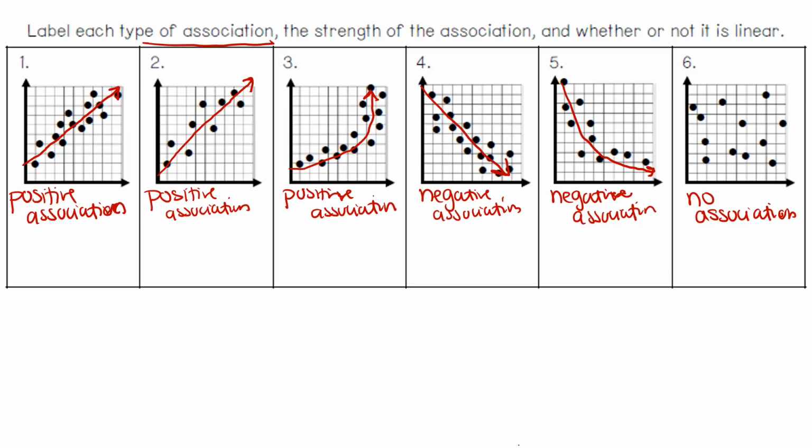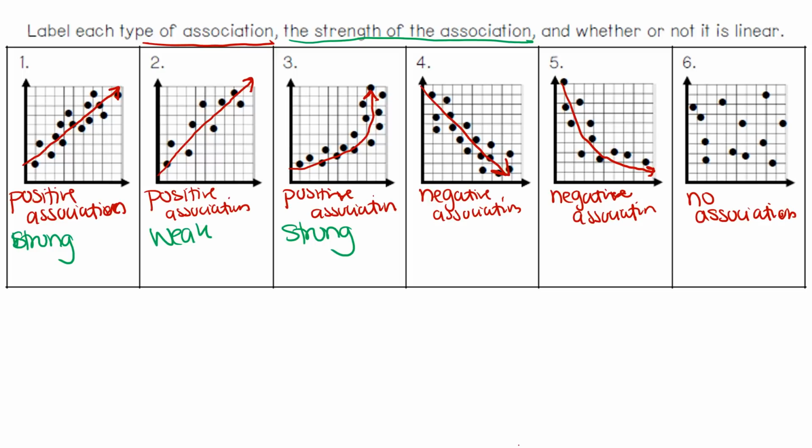Now, for the next terminology, we're going to talk about the strength of the association. A scatter plot can be either strong or weak. A strong scatter plot is when the points are close together. In number 1, those points are close together, so that would be a strong positive association. In number 2, the points are farther apart, so that is a weak association. In number 3, again, the points are back to being close together, so that one is a strong association.